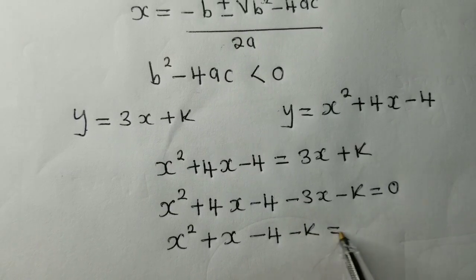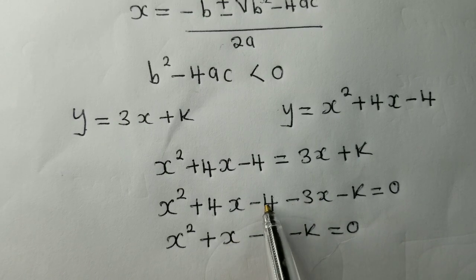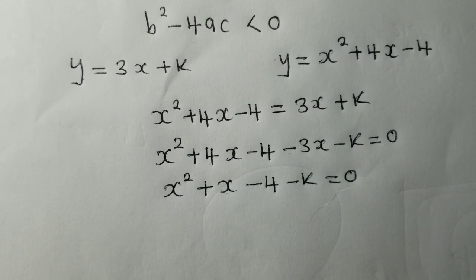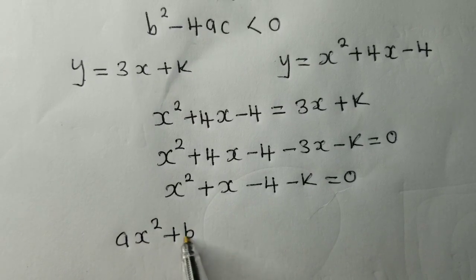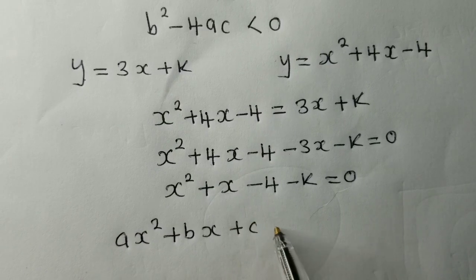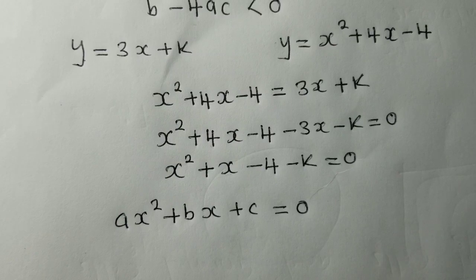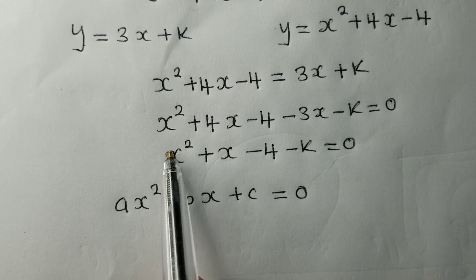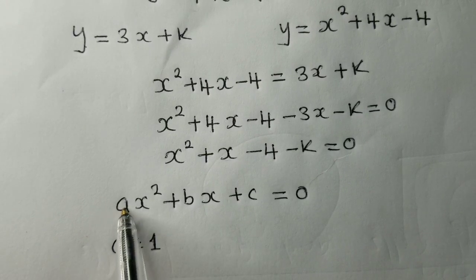when we simplify. So 4x minus 3x is giving us x, and then minus 4 minus k, we write it like that. I guess everybody who is watching this video knows that the quadratic equation, when it's in standard form, looks like this. So this is the standard form of a quadratic equation. All right? So we have to identify from this our a. So our a is a 1.